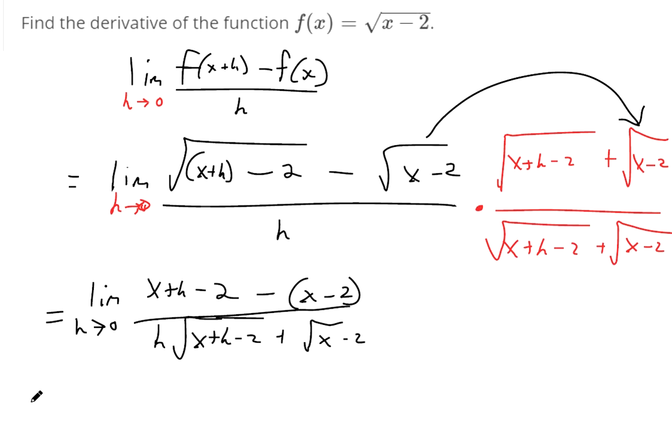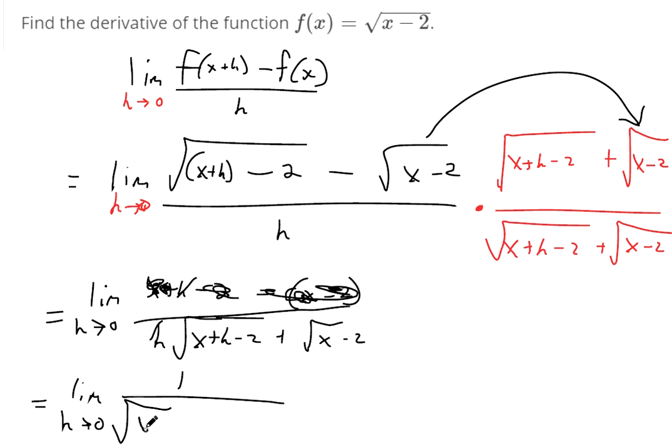So look in the numerator. The x minus x, that's going to cancel. This is a minus a negative 2, so that's negative 2 plus 2, so that's gone. You're just left with h in the numerator. And so that means h and h cancel, so you're left with just 1 over the square root of x plus h minus 2 plus the square root of x minus 2. So now we don't have a divide by 0 problem.